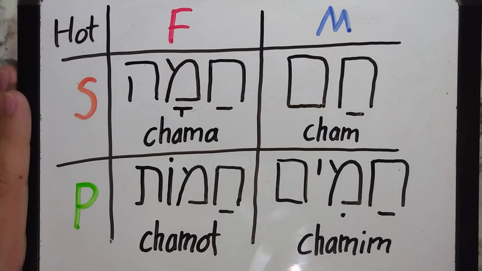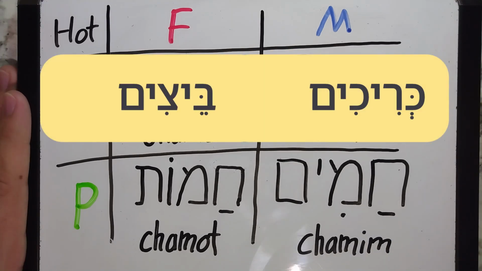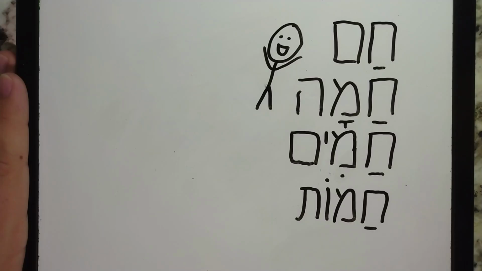And also, if we were describing hot sandwiches and eggs, we have a masculine noun, karichim, and a feminine noun, beitzim. When this happens, we use the masculine plural form of the adjective chamim, which is also used for mixed groups. And that's all for today.